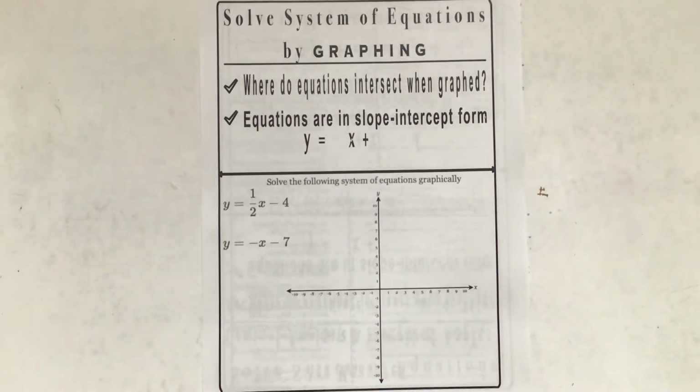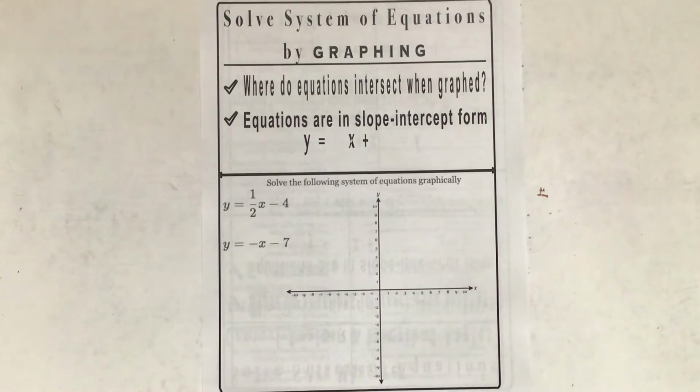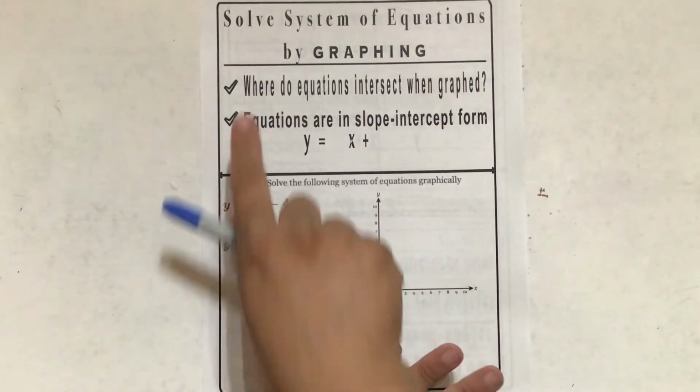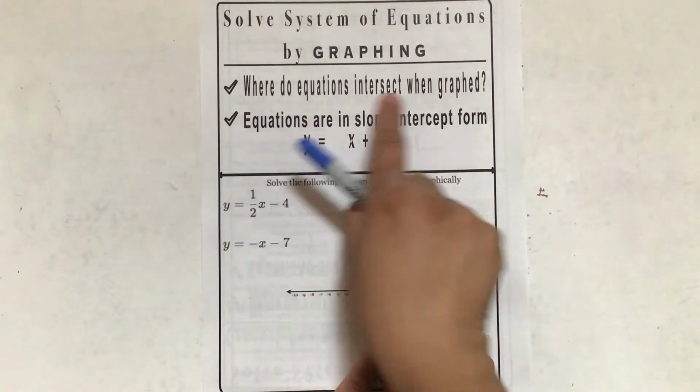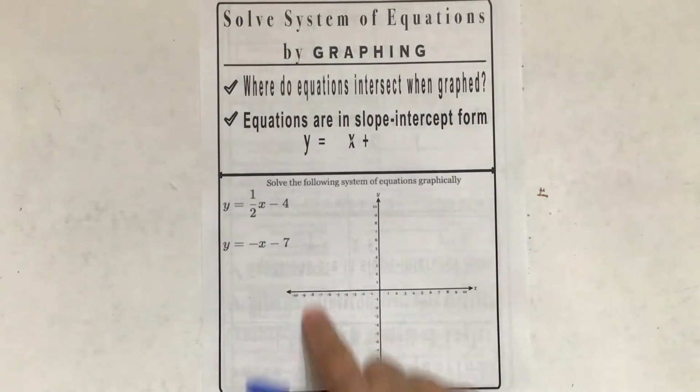So we're going to find where the two lines intersect, and that gives us an individual point that will fit in both equations and make them equal. So we're going to remember, like I said, where do equations intersect when graphed? We're going to graph them.